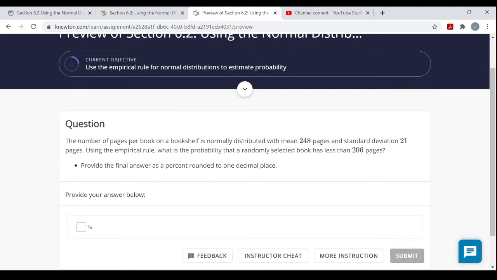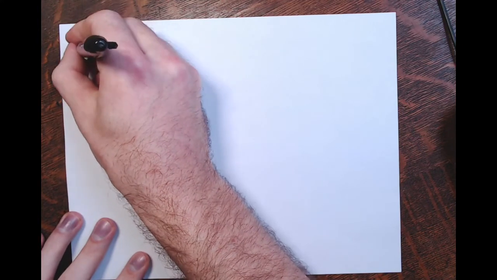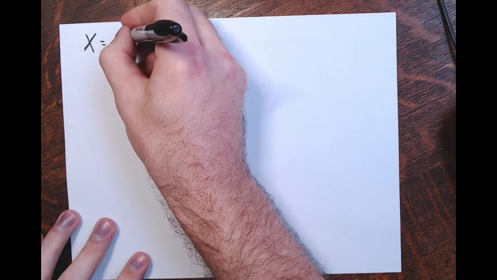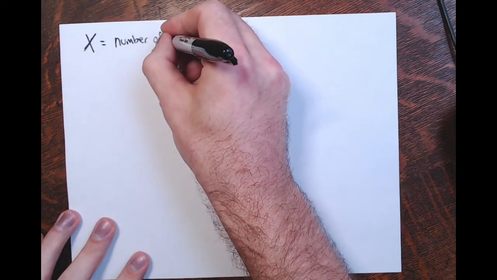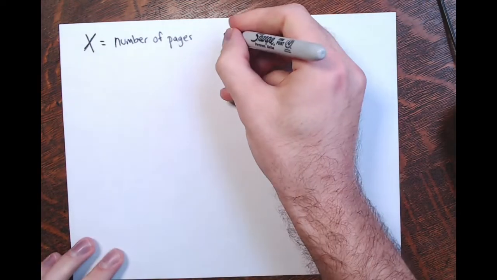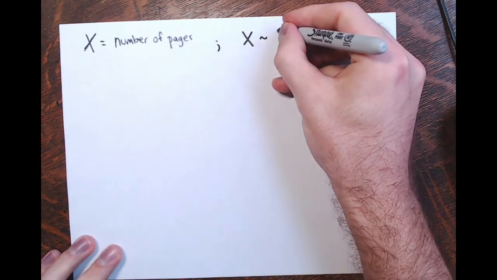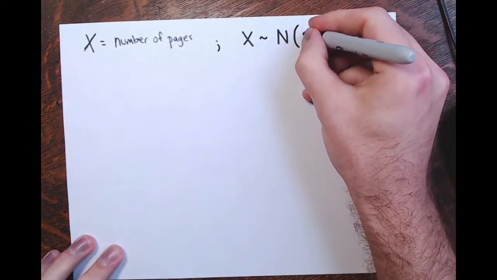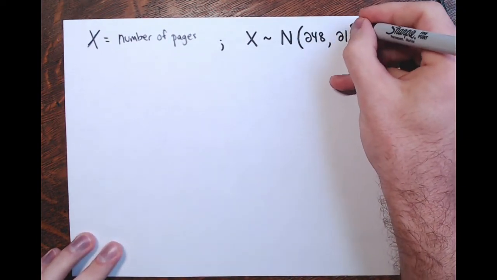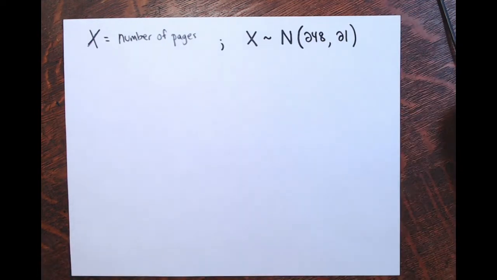All right, so again, I'm going to go to a piece of paper and draw a picture of a curve like this. Now this time I'll say my random variable x represents the number of pages in a book. And we are told that this number of pages per book is normally distributed with a mean of 248 pages and a standard deviation of 21 pages. So I'll draw a density curve for this.